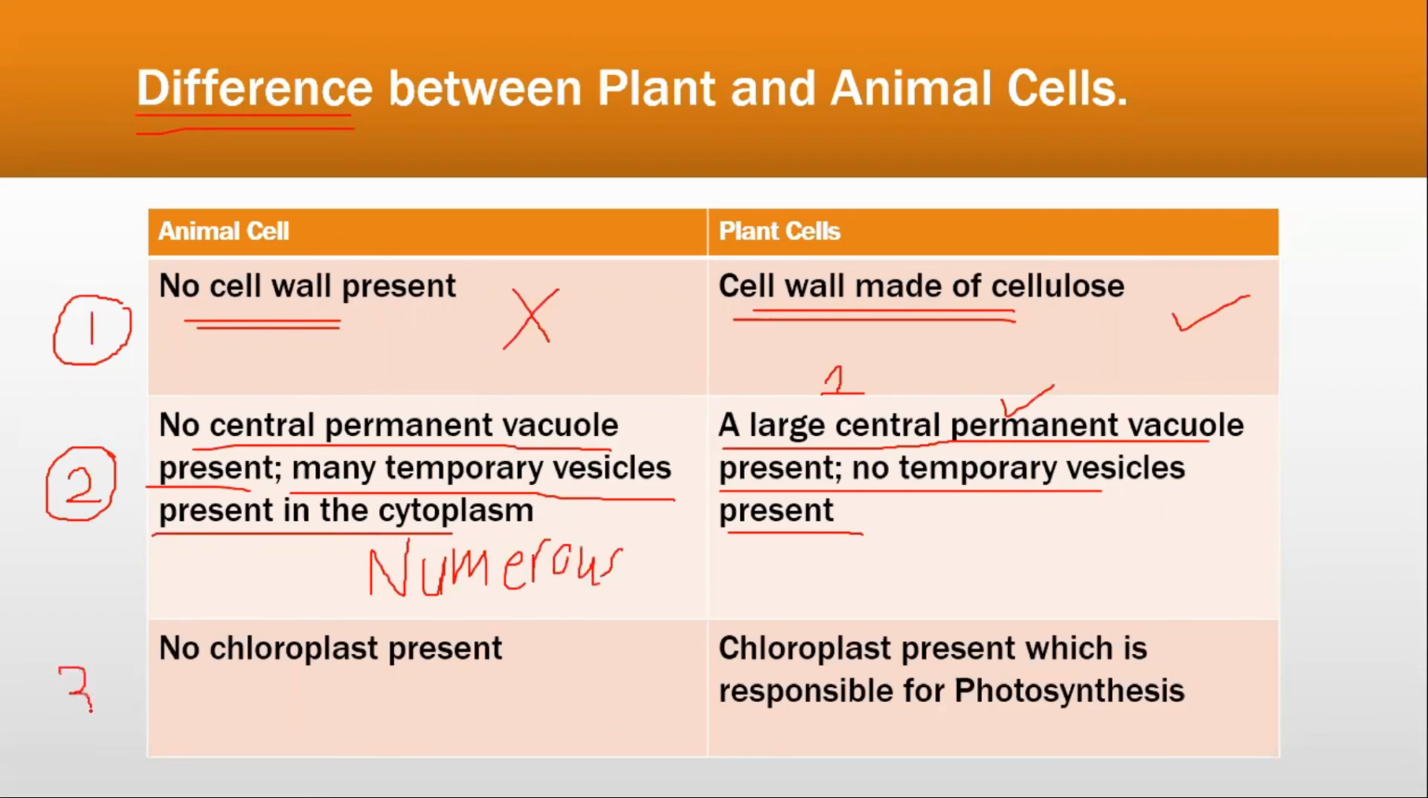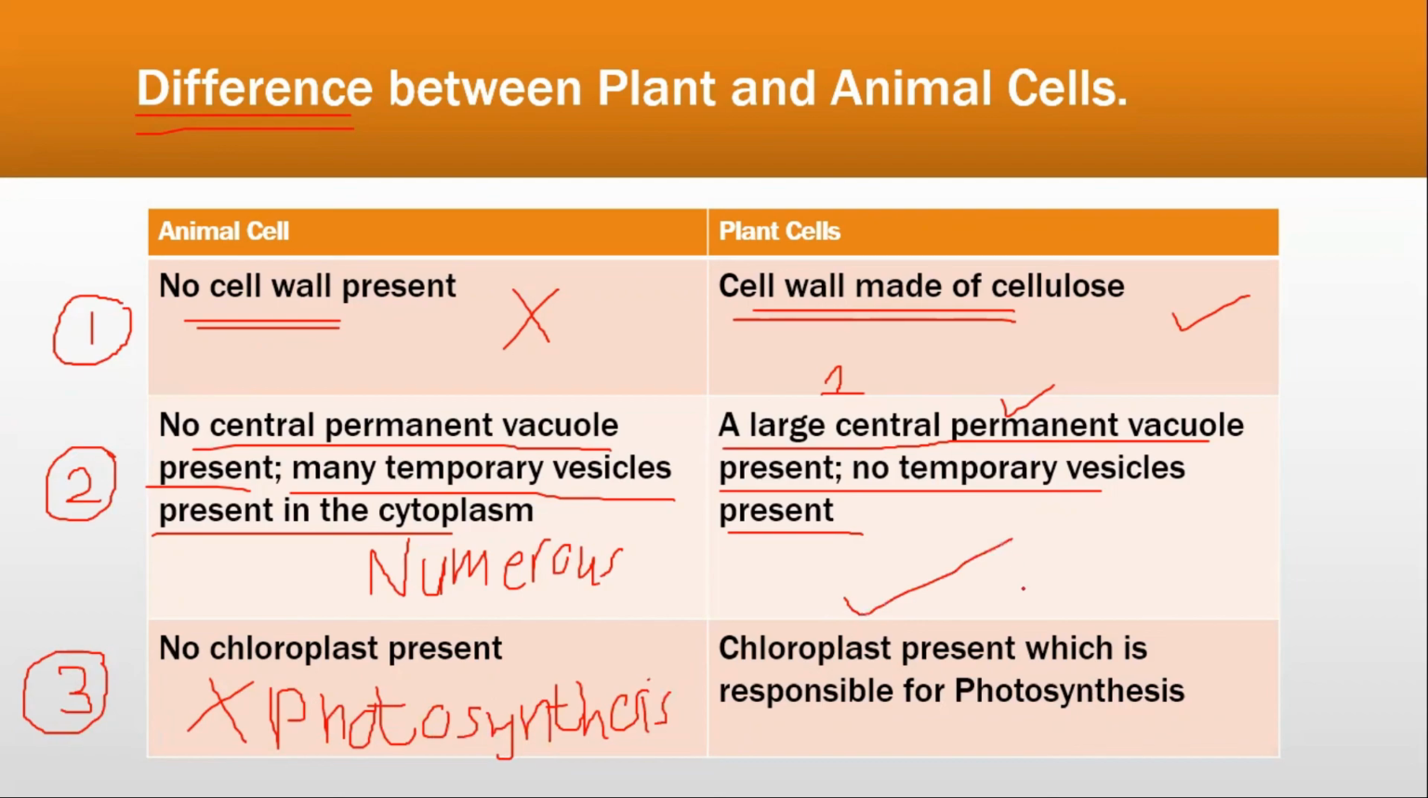After this, the third difference is that animal cells do not have chloroplasts. Why? Because we do not carry out photosynthesis. Humans, animals, mammals, birds, insects, all of us do not carry out photosynthesis because we can eat our own food. Whereas in plant cells, chloroplasts are present because they contain the pigment chlorophyll needed for photosynthesis. So the plants can make their own food.